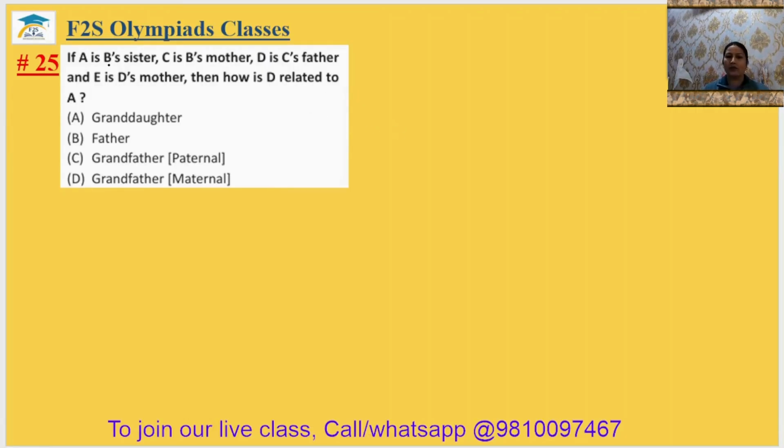So A and B both are siblings. So just write A and B. They both are siblings. That's why both will be on the same level. A is the sister. That's why I'm putting the negative sign. And B is the positive sign. Minus means female. Plus means male. Okay. Now C is B's mother. So let's go one level above. And C is B's mother. It will be C minus.